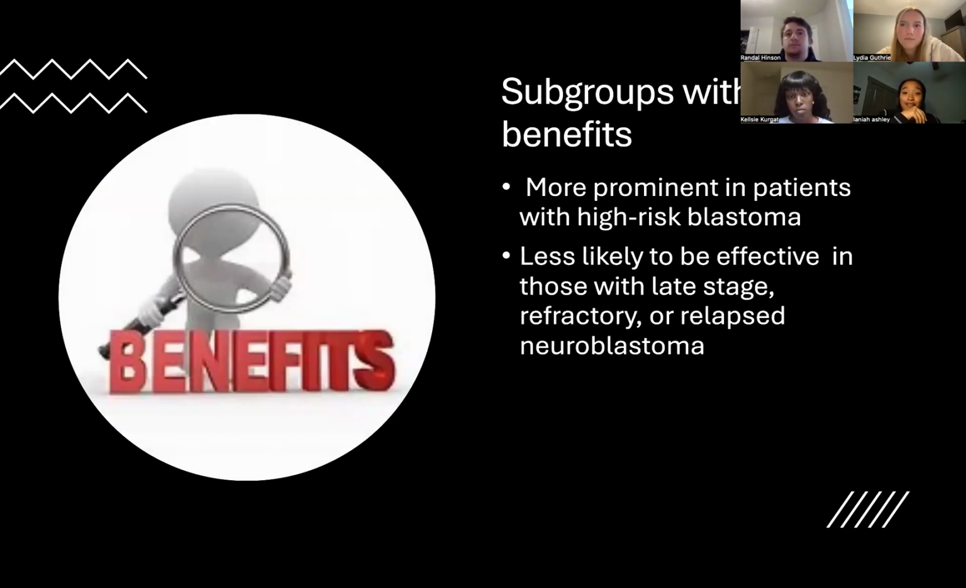So there are some benefits. Well, not really. It's more prominent in patients with high-risk neuroblastoma, and it's less likely to be effective in those with late-stage refractory or relapsed neuroblastoma.